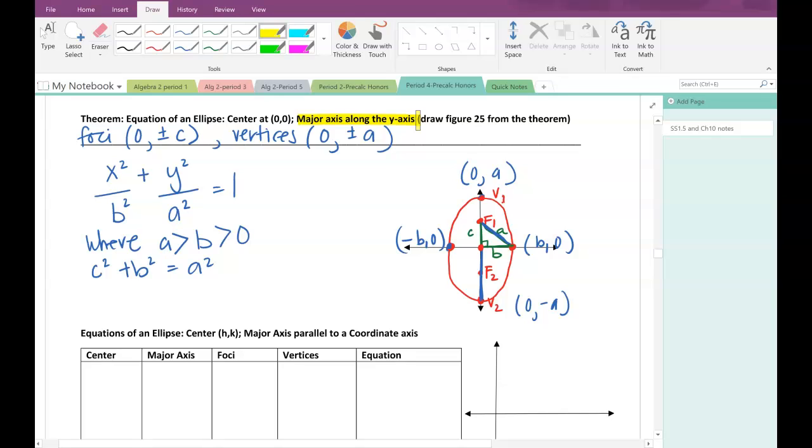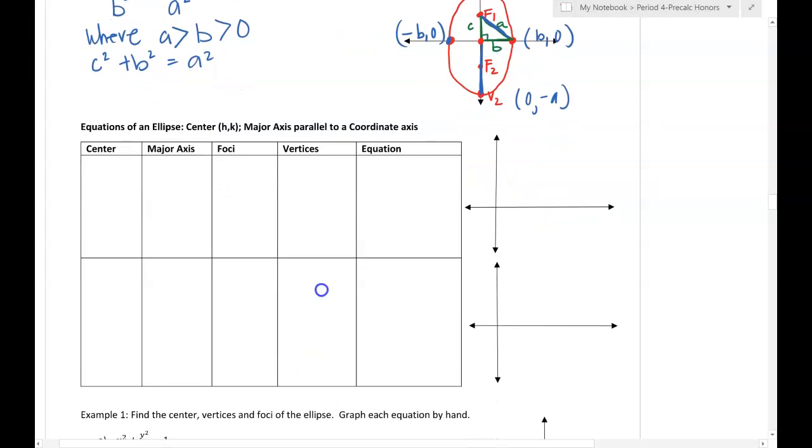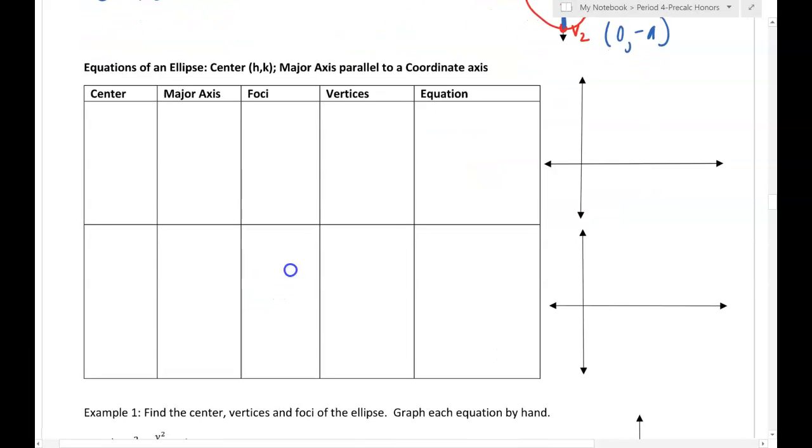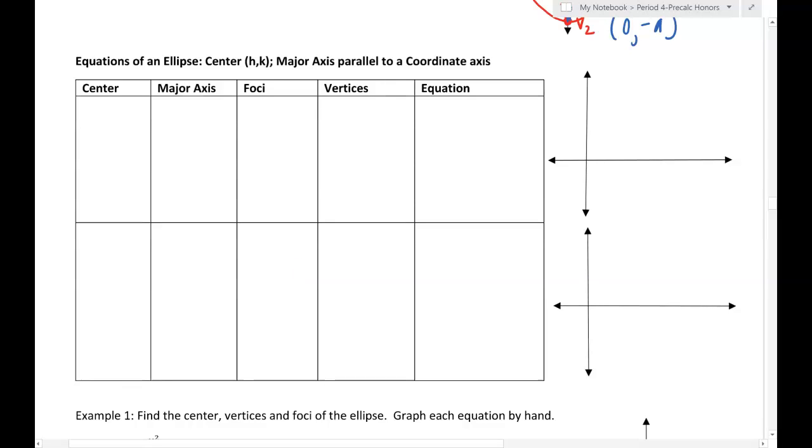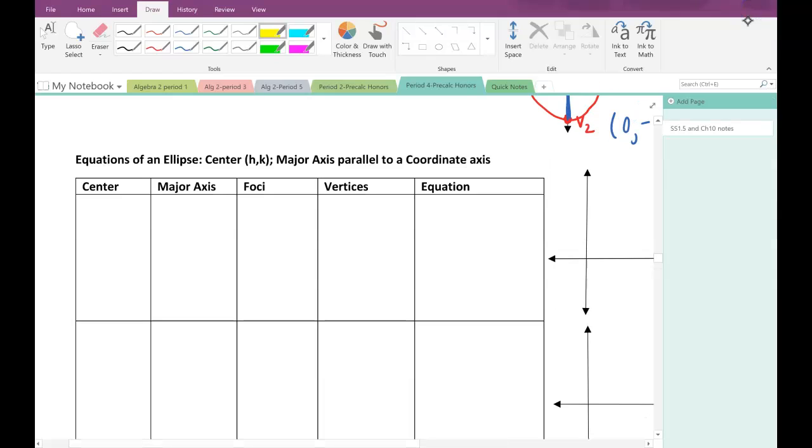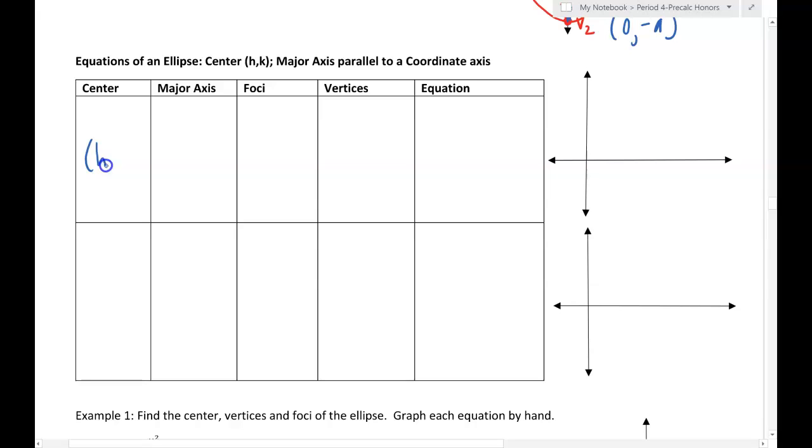Okay, so what if we have an ellipse that's not at the center? Similar, except that we are going to call the center (h, k). So both centers are no longer at the origin. Let's call it (h, k). We'll draw the first one with the major axis parallel to the x-axis.